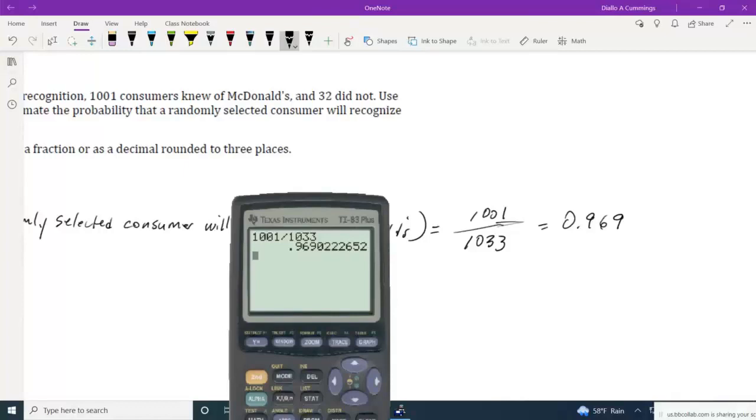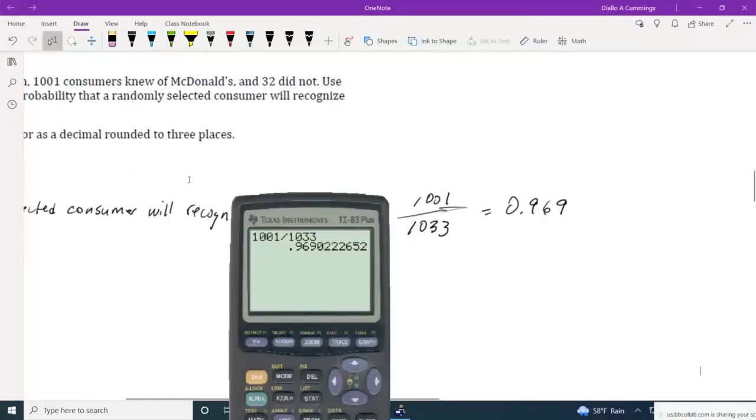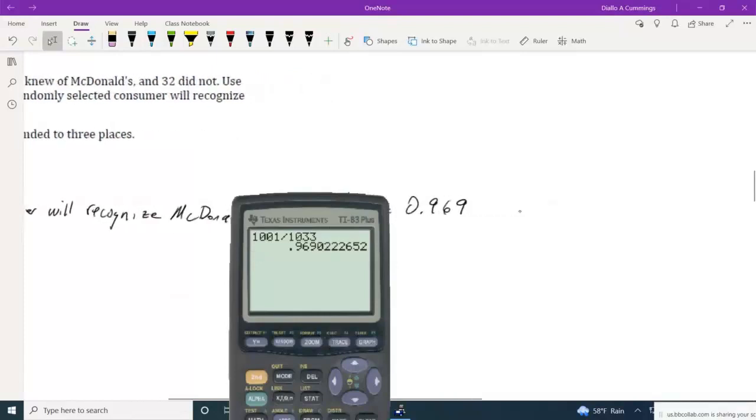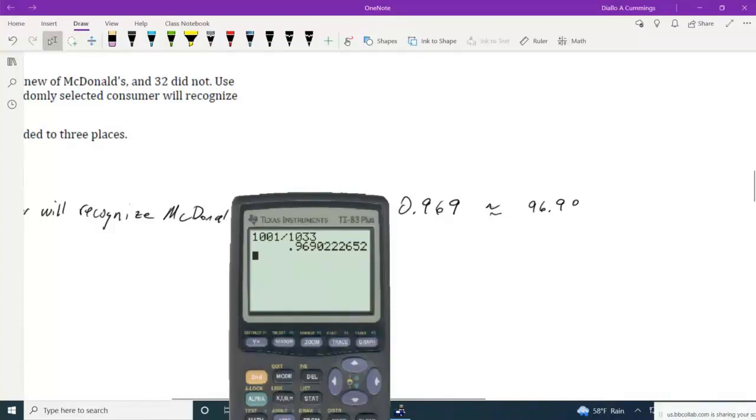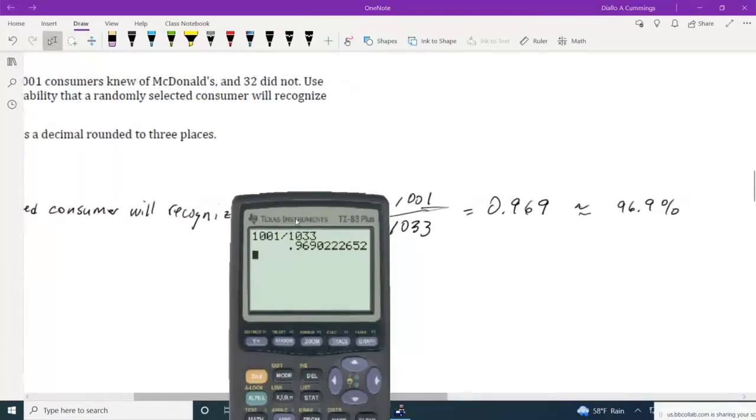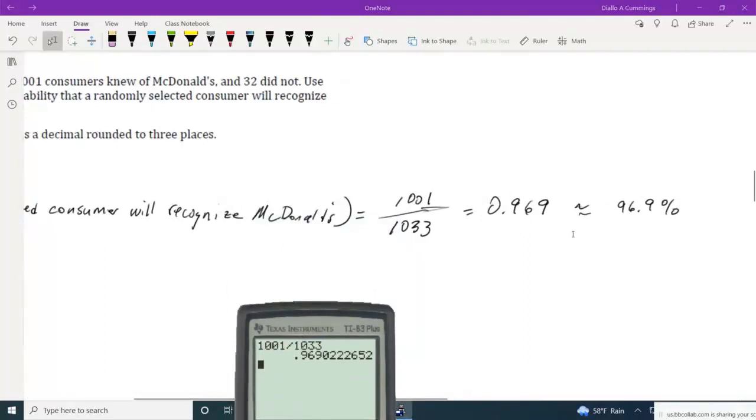If you wanted to convert this to a percentage, notice I rounded my number to the intended decimal place. In order to change this decimal to a percent, I would move the decimal 2 places to the right. So this would be the same as 96.9%. Some problems ask you to round and express it as a decimal. Others say round the percentage to the nearest place. So you round the number first, then move the decimal 2 places to the right and add your percent. So 96.9% means that quite a few people are going to recognize McDonald's.